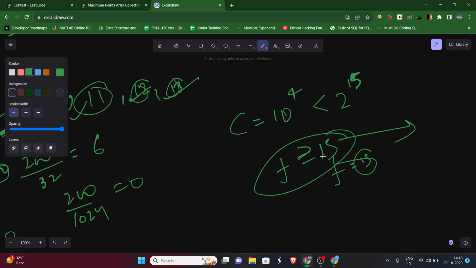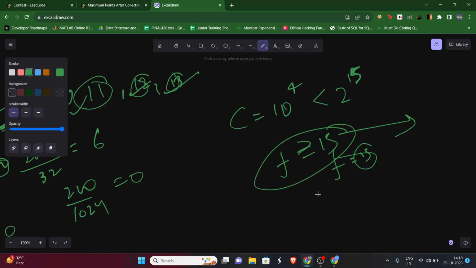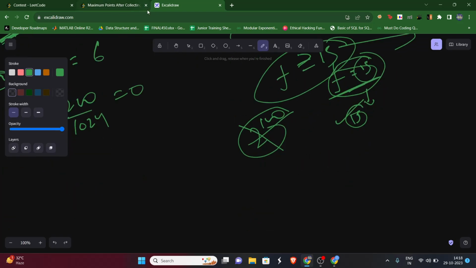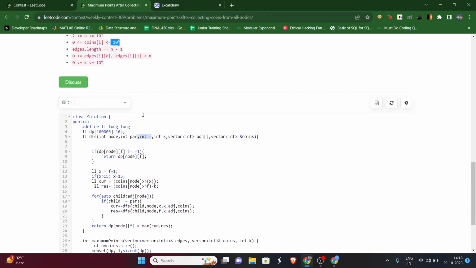And there will be one more benefit, because it won't overflow. Like 2 to the power 100, we can't calculate it and store it, right? So it's better that when f is equal to 15, we simply restrict it. We don't need to increase f further. I hope this point is clear. So our solution will become very simple now.